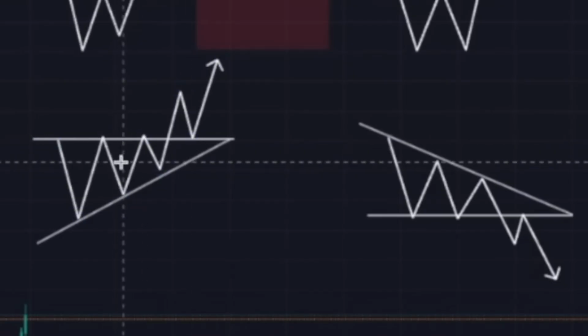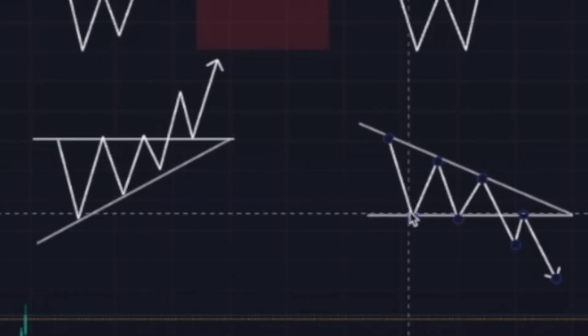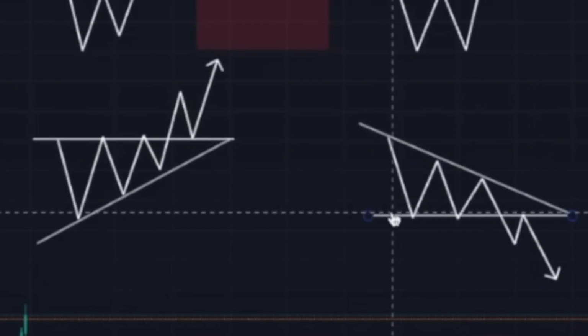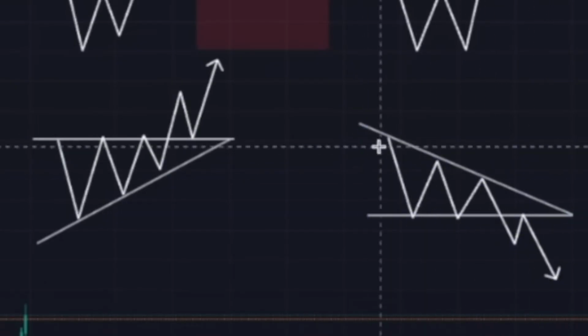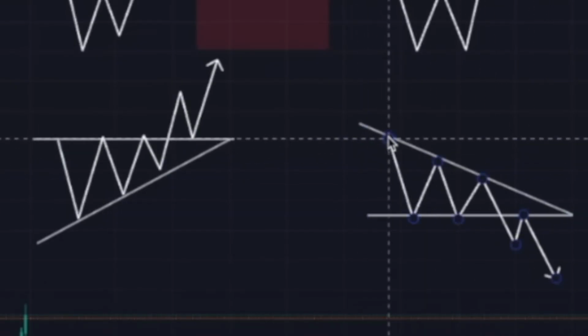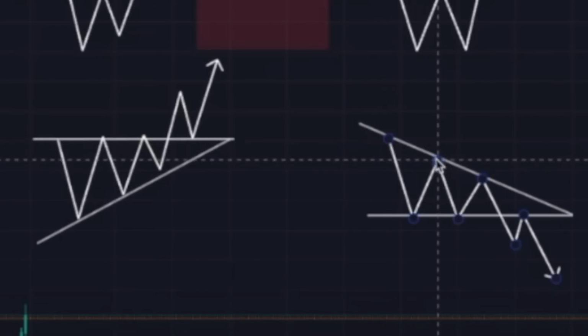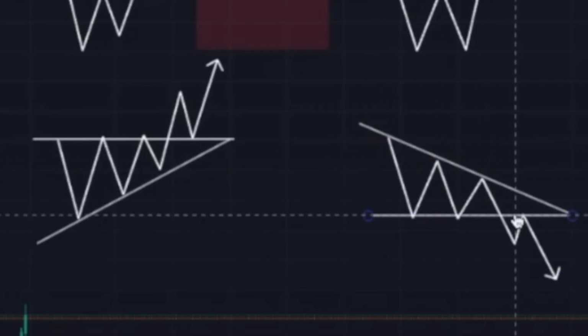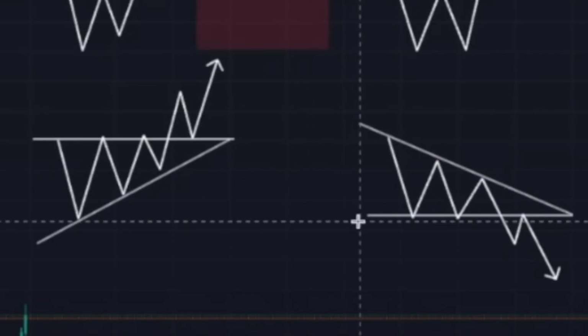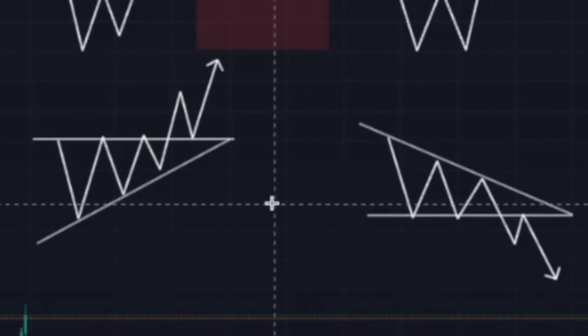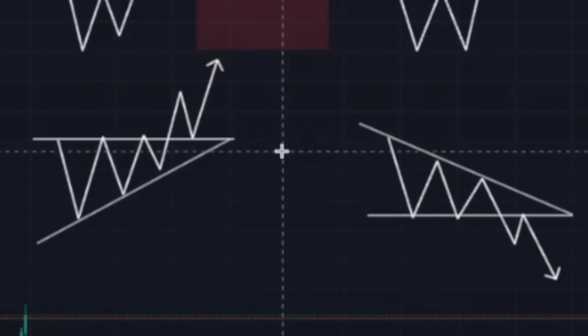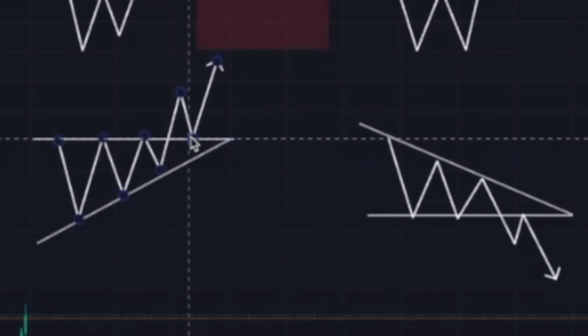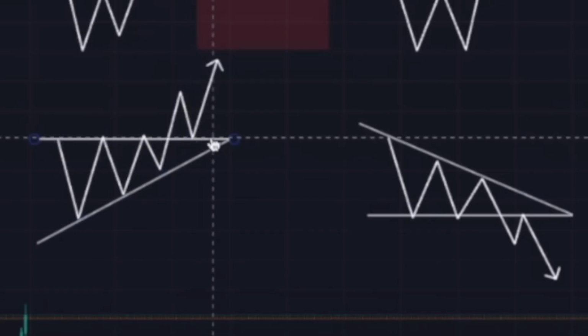And the descending triangle is exactly the opposite. As you can see, we have the support area down below and we have lower highs. So we have one high, then a lower high, then a lower high, and then the breakout to the downside. Finding the trade setup is exactly the same. As in the other patterns, we are just waiting for the breakout to the upside, then the retest. And the moment we enter the retest, this is the moment we open a new long position.